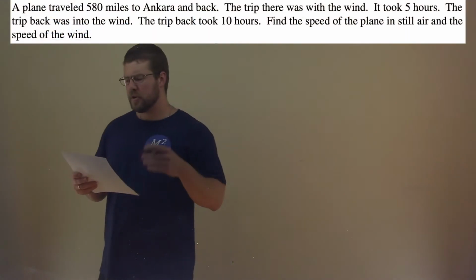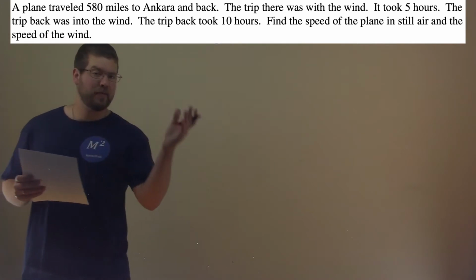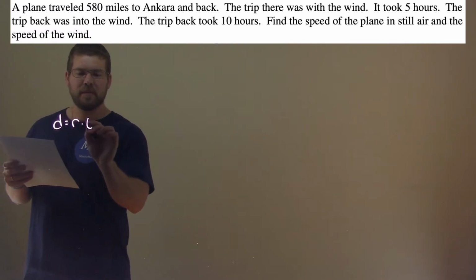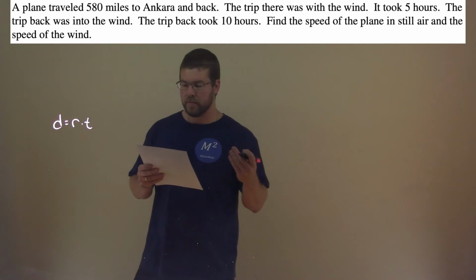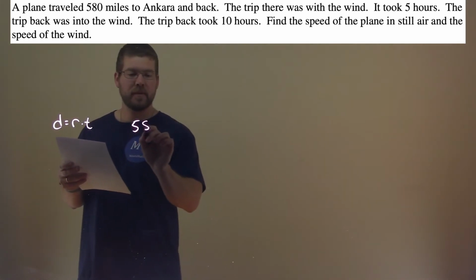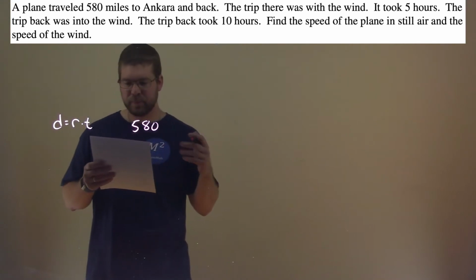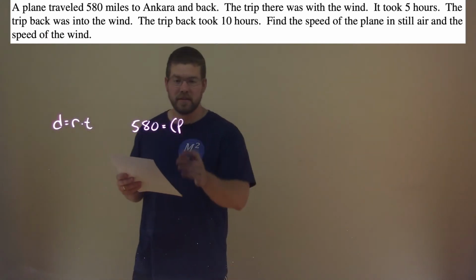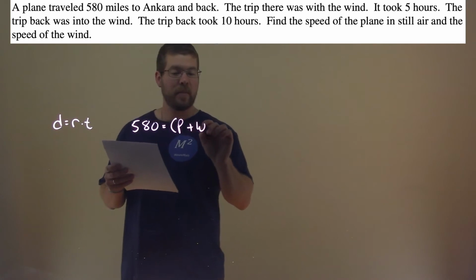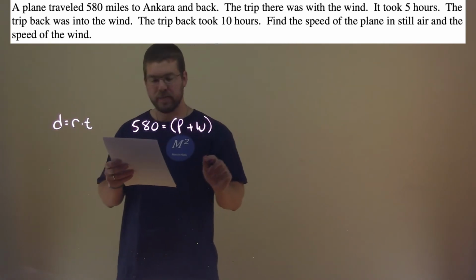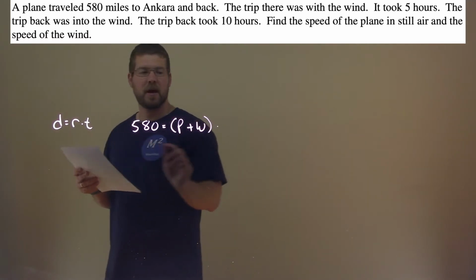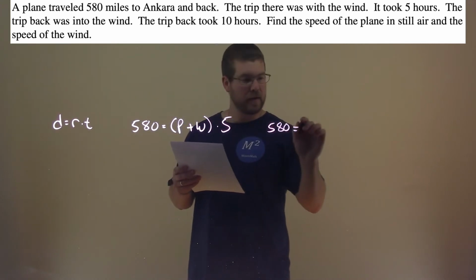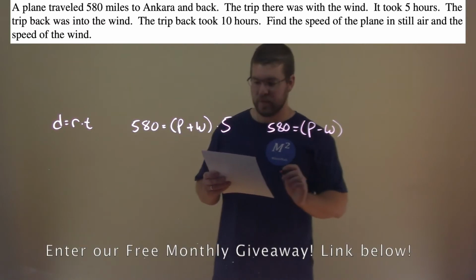Okay. Well, one thing we should know about distance, rate, and time, and we have plenty of videos on that if you need help with those types of problems, is distance equals rate times time. So let's use that in context of this problem. They said the plane traveled 580 miles on the trip there, and then 580 miles back. On the way there, it was with the wind. So the speed of the plane in still air is represented as P, and it had the wind at its back, so it's P plus the speed of the wind, W. That's the rate, and it took a time of 5 hours. Now the same distance, 580, on the way back, the plane's going against the wind, so we have P minus W, but that took 10 hours.